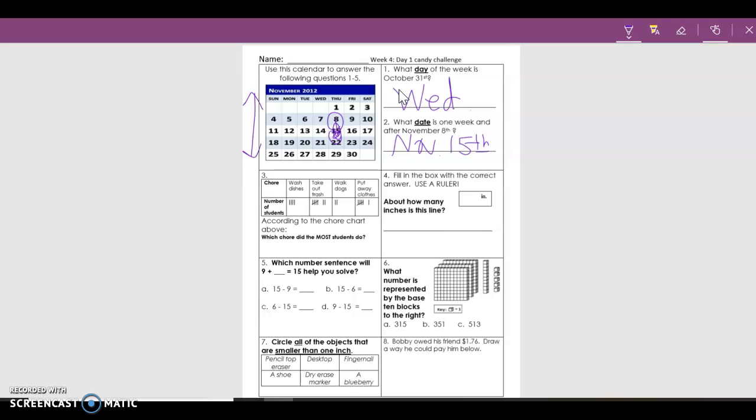I'm sorry, this is horrible. I'm not doing a very good job writing. You want to put the ordinal number, not just the 15, to encourage them to use ordinal numbers, since that is how we talk about the days of the month, since they are in order.